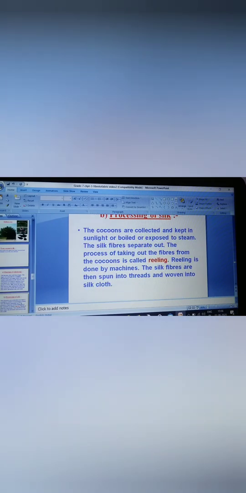Now here you will see the processing of silk. I hope you are making a note of all these points in your notebook, children. The cocoons are collected and kept in sunlight or boiled or exposed to steam. The silk fibers are separated out. The process of taking out the fibers from the cocoon is called reeling. Reeling is done by machines. The silk fibers are then spun into threads and woven into silk cloth.